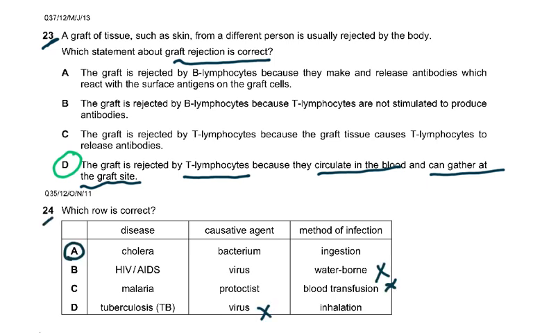Question 24. Which row is correct? Disease, cholera, causative agent, bacterium, method of infection, ingestion, food and waterborne. HIV is not waterborne, that's wrong. Malaria is not only by blood transfusion, it's because of the female Anopheles mosquito, which is a vector. And tuberculosis is not a virus, it's a bacterial disease. TB, B for bacteria.